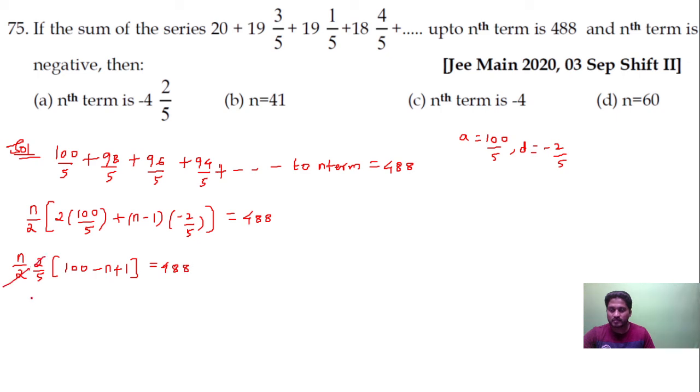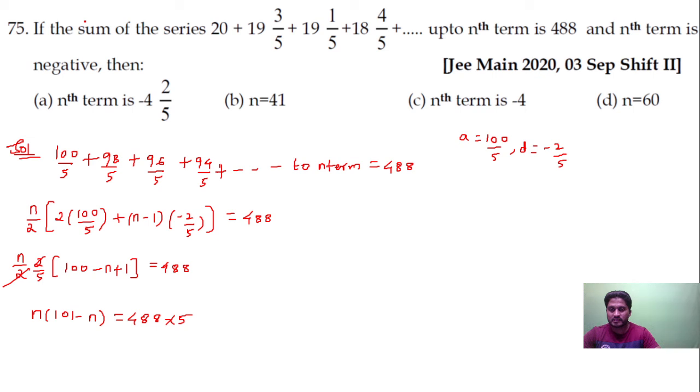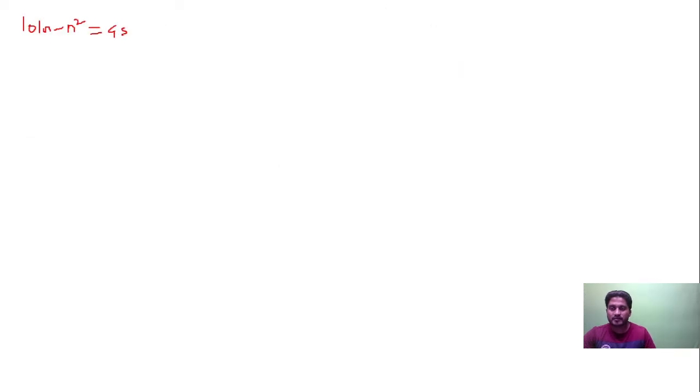I cancel this 2 and I cross multiply. You get n into 101 minus n is equal to 488 into 5. Further, this will be equal to 101n minus n square is equal to 488 into 5. So this will be n square minus 101n plus 488 into 5 is equal to 0. I get a quadratic equation in n.